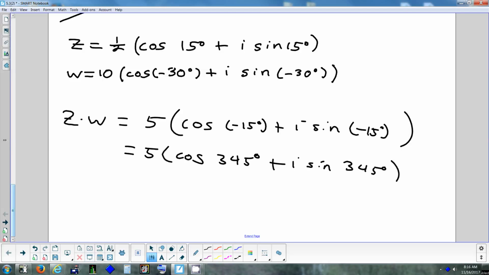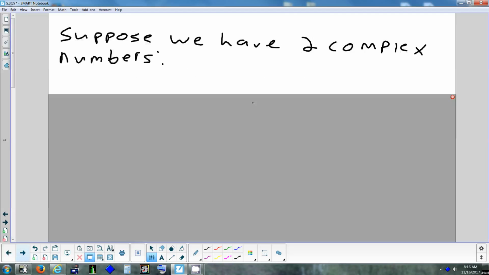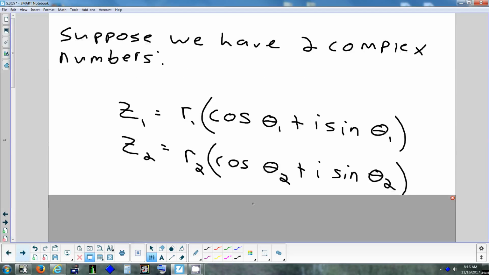Again, even though there was a negative in the angle, still extremely fast to multiply. One little extra step at the end adding 360, but that's not too bad. Any questions on multiplying? Okay. Let's look at dividing.